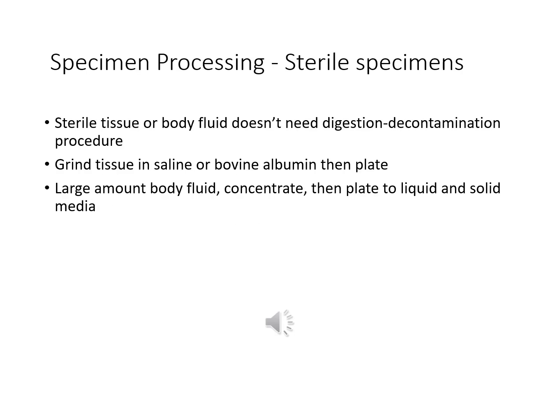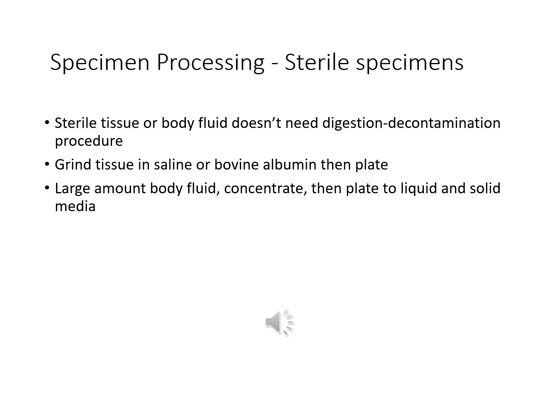Specimen processing and sterile specimens. So sterile tissue or some type of sterile body fluid does not need a digestion decontamination procedure done. Tissue will be ground in saline or bovine albumin and then plated. If we have a large amount of body fluid, maybe this is from a thoracentesis or a pleural fluid, you will concentrate that. So you're going to actually spin it in the centrifuge and then plate to both a liquid and solid media.